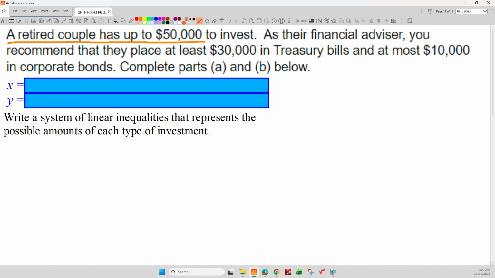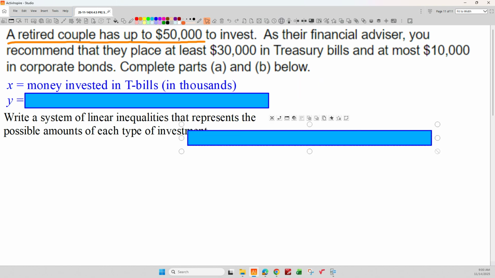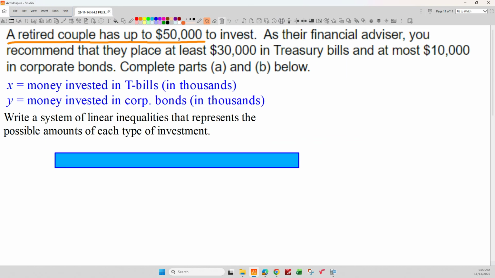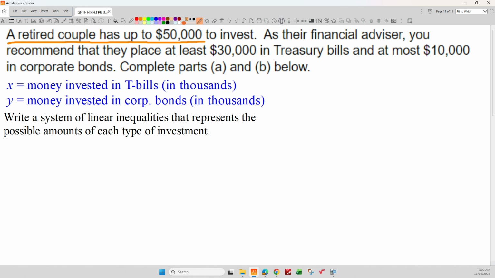So we're going to let X be the money that we're investing in T-bills, and we'll just say in thousands, so we don't have to have such huge numbers. We'll measure that in thousands. Y is going to be the amount invested in corporate bonds, in thousands. And what would that first, let's make this red, what would this first sentence translate to mathematically then?